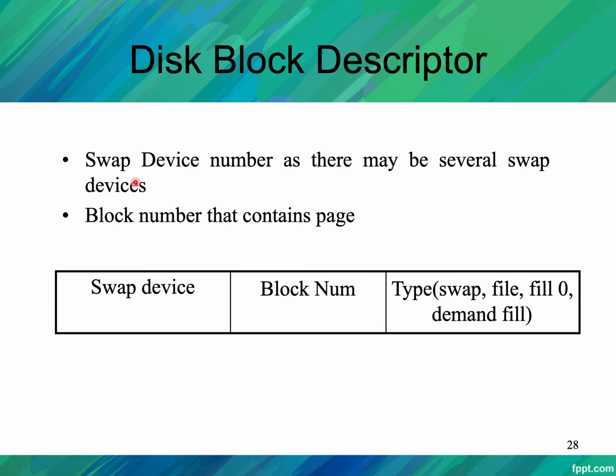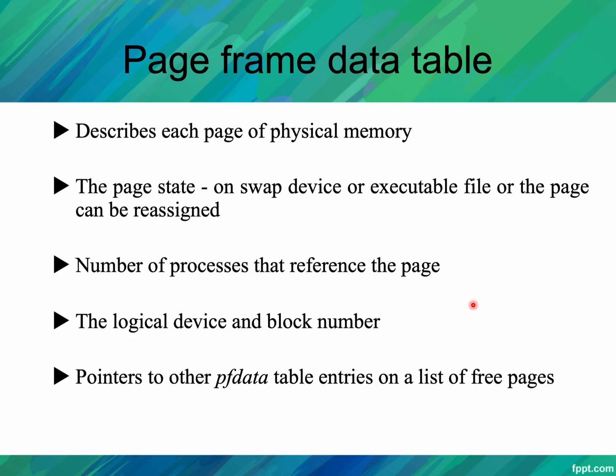Then we have disk block descriptors. Disk block descriptors, as I already told you, contain the swap device number. There may be several swap devices available, and the block number contains the page number, and the type specifies the swap, the file, or fill 0, demand fill, or demand 0. We'll discuss it in more detail.